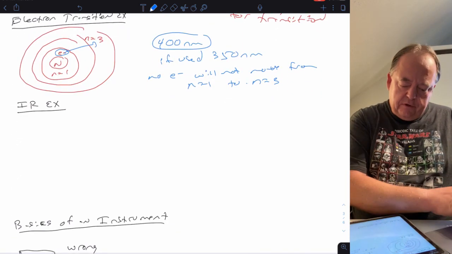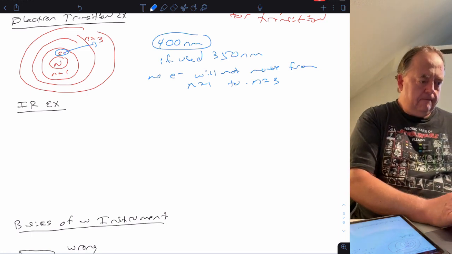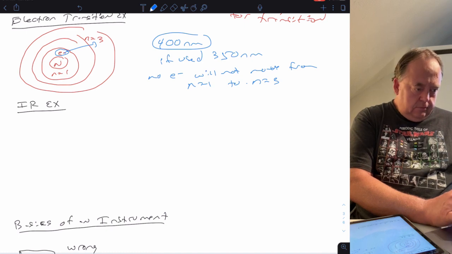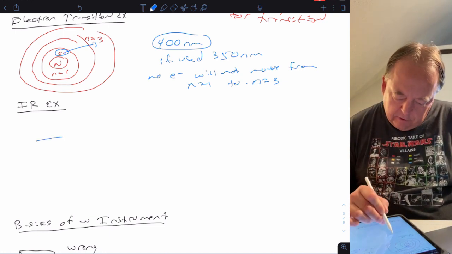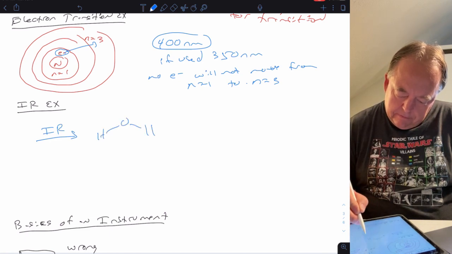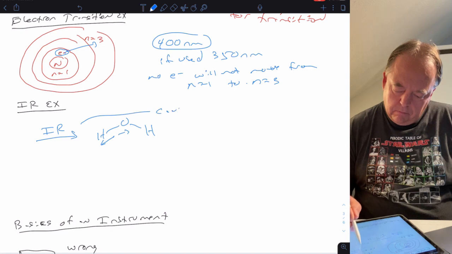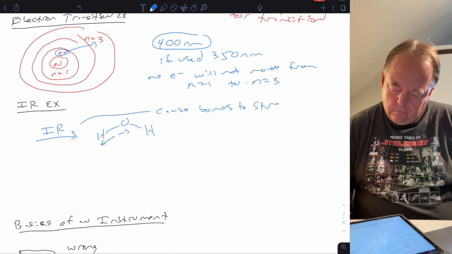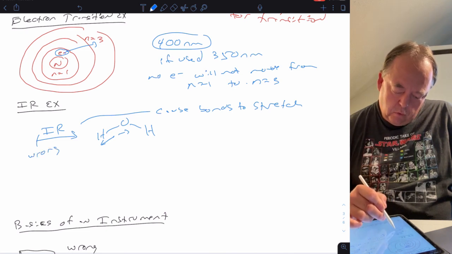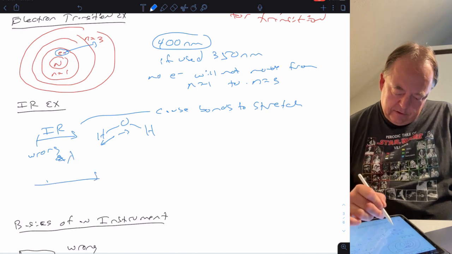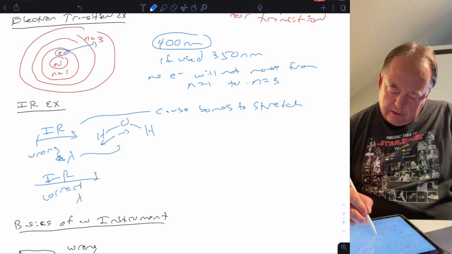So in terms of spectroscopy, let's demonstrate what it means for energy to be quantized using IR spectroscopy. If we have an IR beam and shine it on a molecule, what that can cause is bonds to start stretching. If it's of the wrong wavelength, then nothing happens.